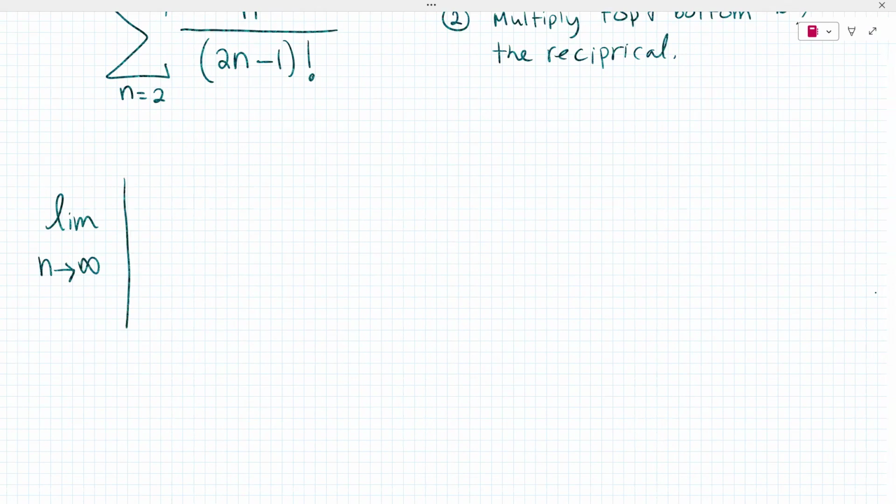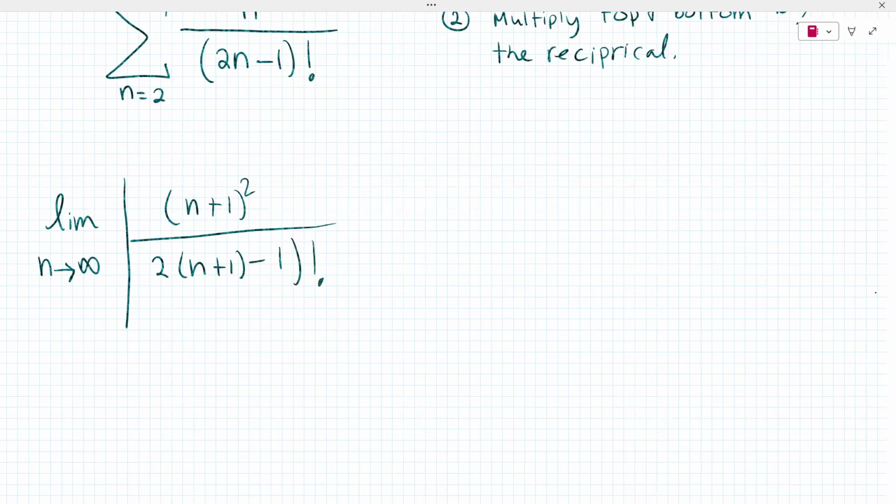So where we see n plus, replace it with n plus 1. So it's going to be the absolute value of parentheses n plus 1 squared over 2 times n plus 1, and then you have this extra minus 1 and then factorial, times it by the reciprocal of the original function. So the reciprocal of that would be 2n minus 1 factorial over n squared. Okay, and then clean it up a bit.